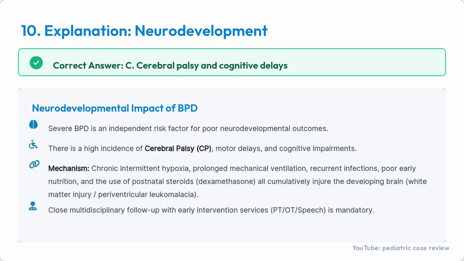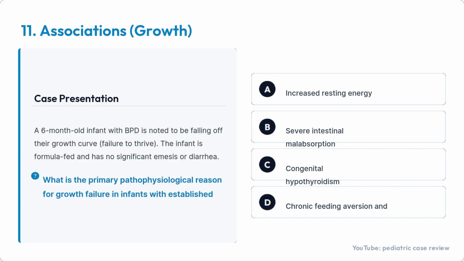Severe bronchopulmonary dysplasia is an independent risk factor for poor neurodevelopmental outcomes. Factors like chronic intermittent hypoxia, prolonged mechanical ventilation, recurrent infections, and postnatal steroids cumulatively injure the developing brain, making early intervention services absolutely mandatory.